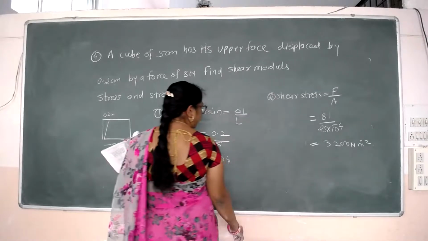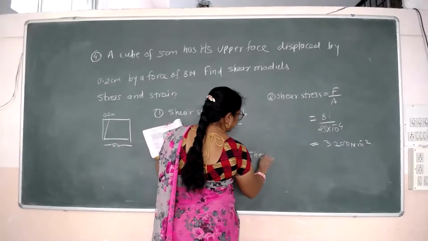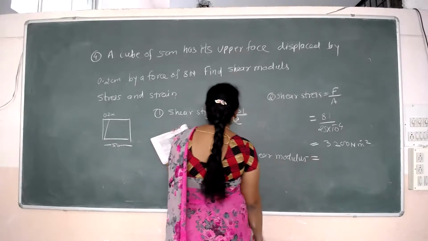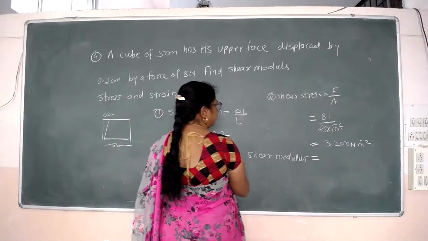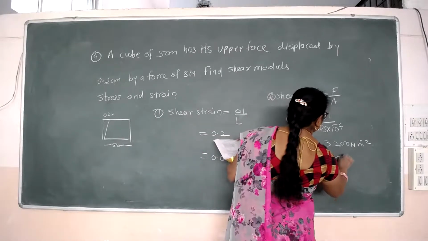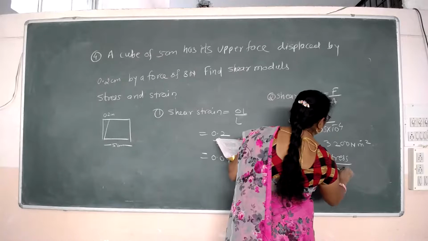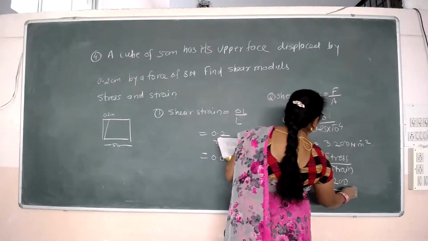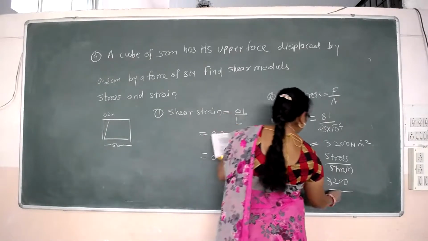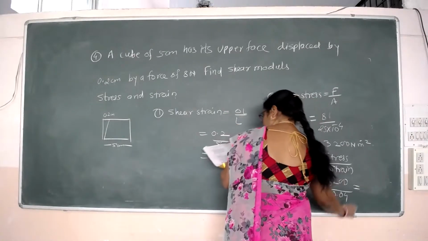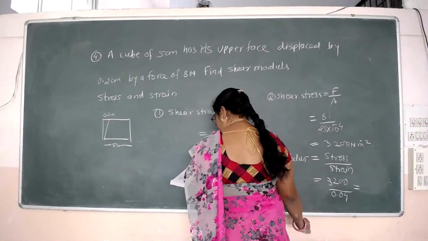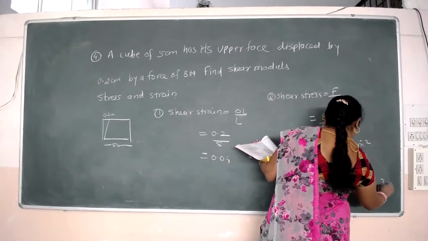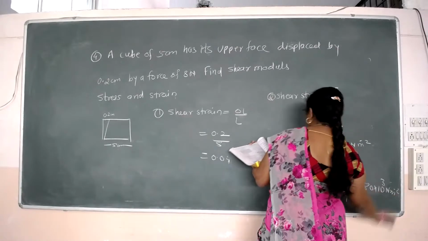Then find out the shearing modulus. Shearing modulus is equal to stress divided by strain. So stress is 3200 divided by strain, which is 0.04. Therefore, the answer is 80 into 10 to the power of 3 Newton per meter square.